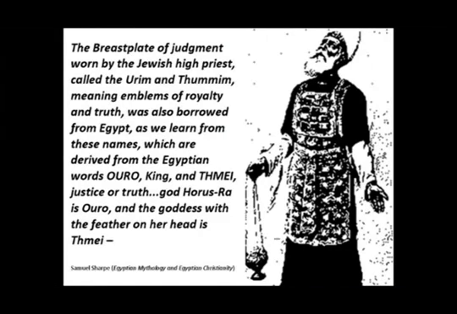Samuel Sharp, in his excellent book Egyptian Mythology and Egyptian Christianity, says the breastplate of judgment worn by the Jewish high priest, called the Urim and Thummim, meaning emblems of royalty and truth, was also borrowed from Egypt, as we learn from these names, which are derived from the Egyptian words Oro, meaning king, and Thumé, meaning justice or truth. The god Horus Ra is Uro, and the goddess with a feather on her head is Thumé. So there's the Egyptian aspect of it.